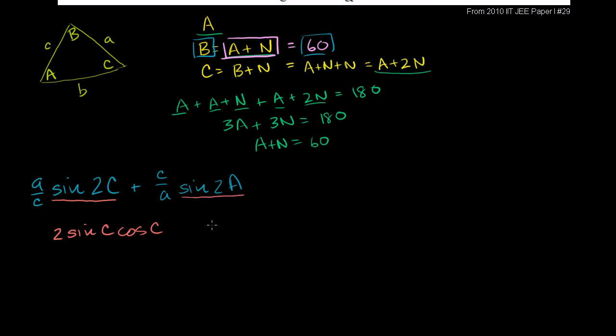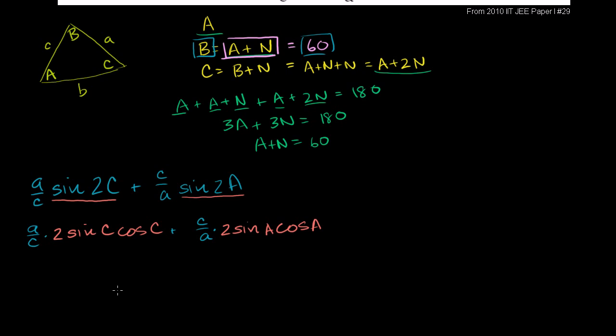So sine of 2a over here is going to be 2 sine of a cosine of a. That's just a standard trigonometric identity, and in the trigonometric playlist, we prove that identity. I think we do it multiple times. And then out in front, we still have our coefficient. We have a over c times this plus c over a times this.